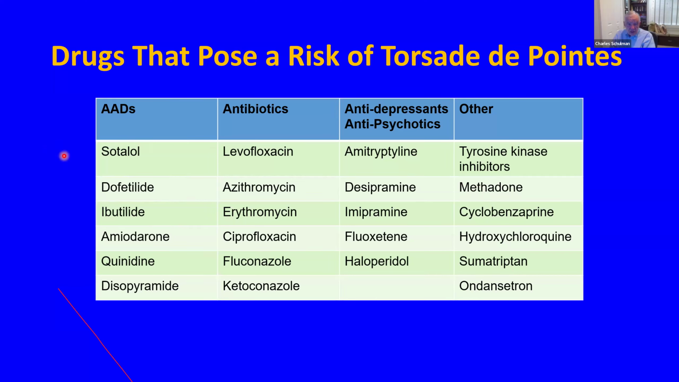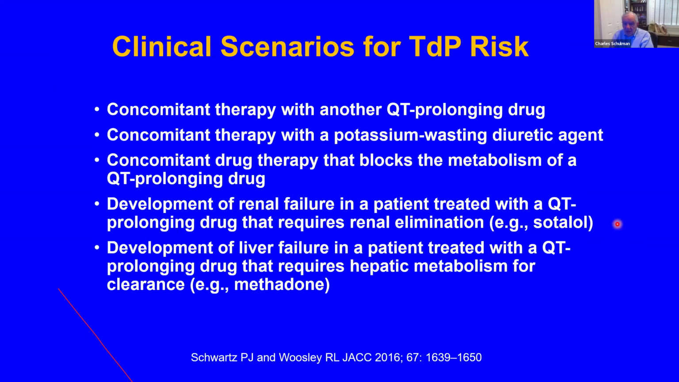And this is a short version of the list of drugs that pose a risk of torsade. The actual list is a page and a half, single-spaced. So there are many drugs, but the common ones which are involved are antiarrhythmic drugs like sotalol and dofetilide, antibiotics like levofloxacin and azithromycin, and the antifungals, antidepressants and antipsychotics, and then some other ones, including tyrosine kinase inhibitors, one of the chemotherapy agents, methadone, hydroxychloroquine, and ondansetron.